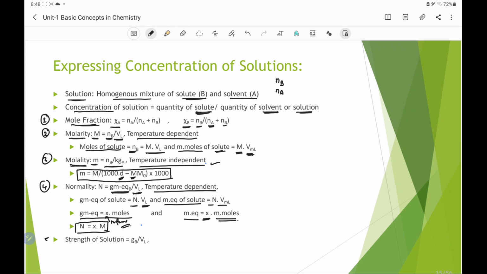And fifth term which is used to express the concentration of solution is strength of the solution, and the strength of the solution is defined as the mass of the solute divided by the volume of the solution in liter.